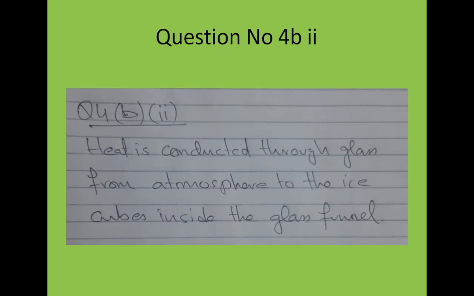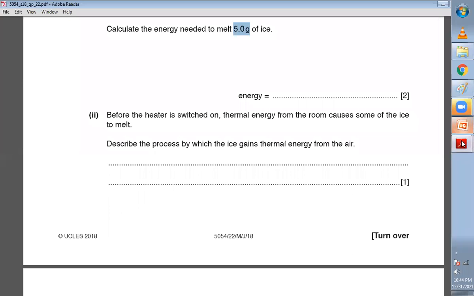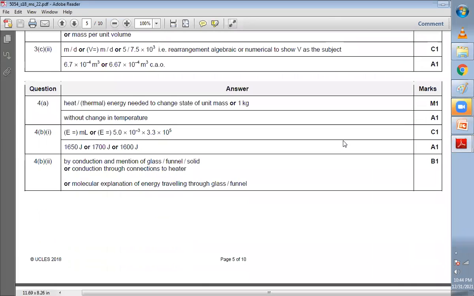If you want to describe this process, you can also mention that the molecules will absorb the heat, their vibration will become vigorous, so they will make their neighbors vibrate vigorously. We are talking about the molecules of the glass. By this vibration, the heat will be conducted from the outer side of the glass into the inner side, where you have the ice. So this is how you do question number 4, the second part. I have not written the explanation, but let me show you the marking scheme now.